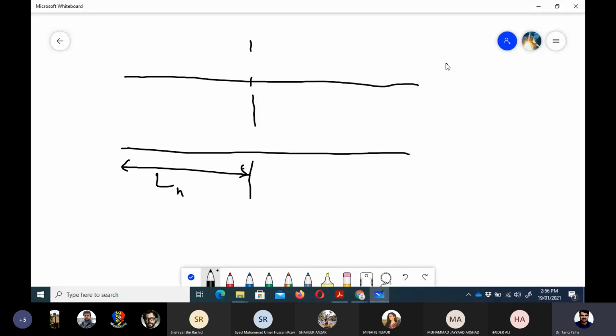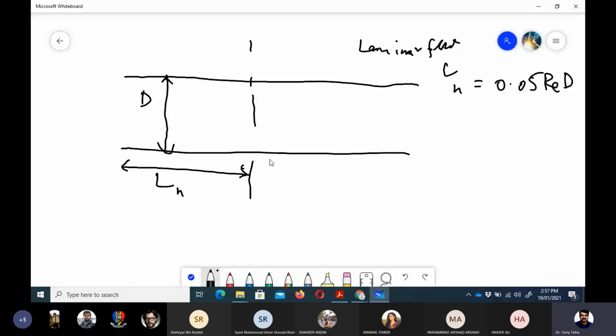LH for laminar flow would be equal to 0.05 Reynolds number times diameter. What is the diameter here? It is the diameter of the pipe. So if we know the Reynolds number of the flow and the diameter, we can estimate the length after which the flow would become fully developed.